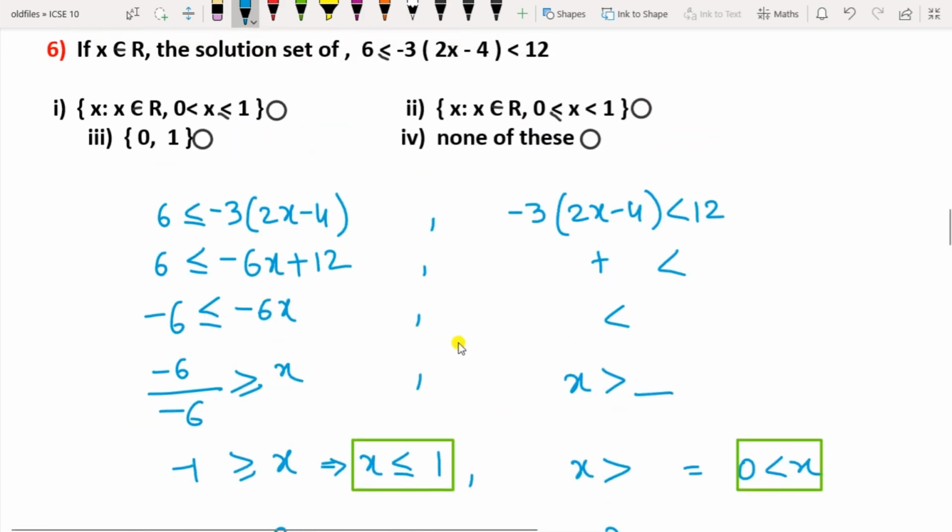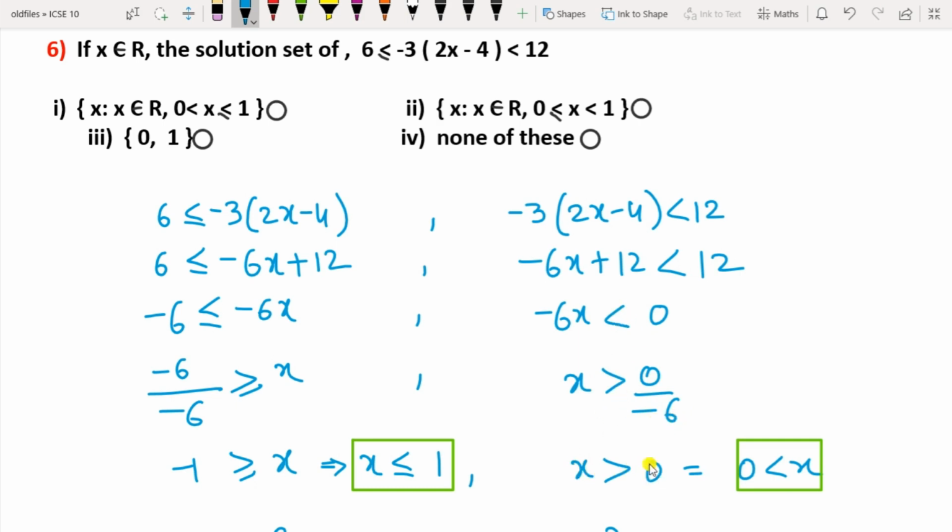That is the first part. In this side, this is minus 6x plus 12 is less than 12. So minus 6x, this will be 12 minus 12 is 0. So x will be equal to 0 by 6. So not equal to, x will be greater than 0 by minus 6. Now the sign has changed here. So x will be greater than 0.